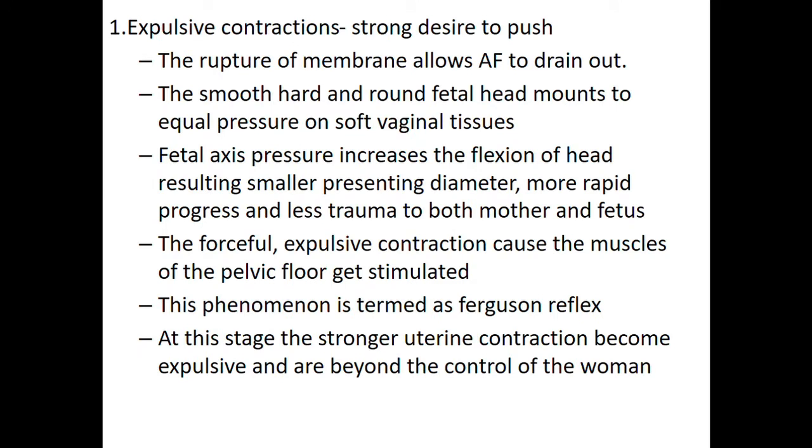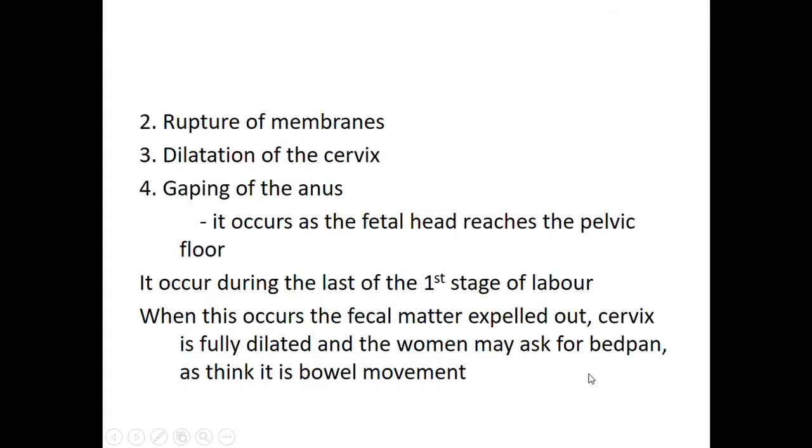So the first one is expulsive contractions, the strong desire to push. The rupture of membrane allows the amniotic fluid to drain out. The smooth, hard, round fetal head exerts equal pressure on the soft vaginal tissue, and the fetal axis pressure increases the flexion of the head, resulting in a smaller presenting diameter, more rapid progress and less trauma to both mother and fetus. The forceful expulsive contractions stimulate the muscles of the pelvic floor, and this phenomenon is termed the Ferguson reflex. At this stage, the contractions become stronger and expulsive, and beyond the control of the woman.